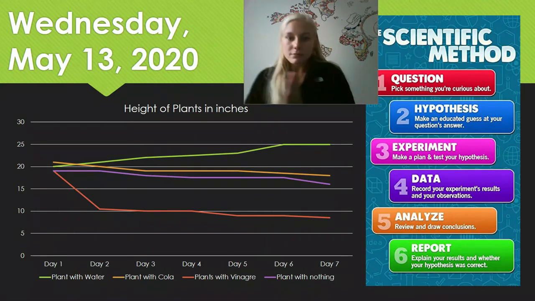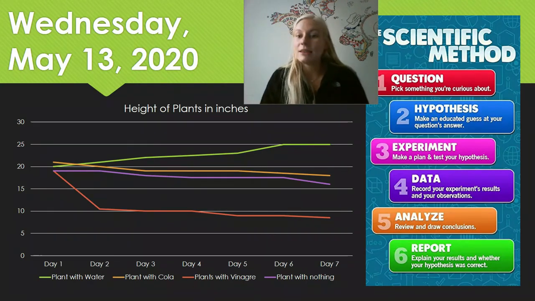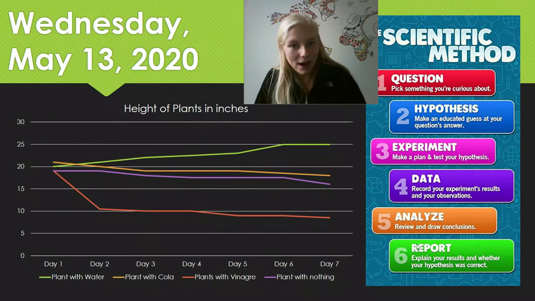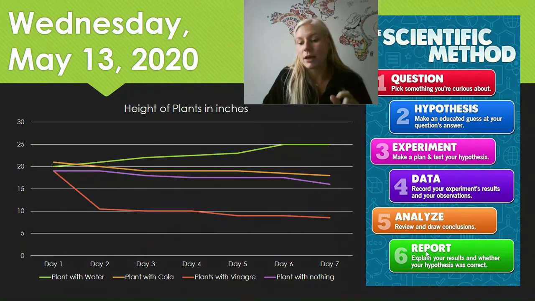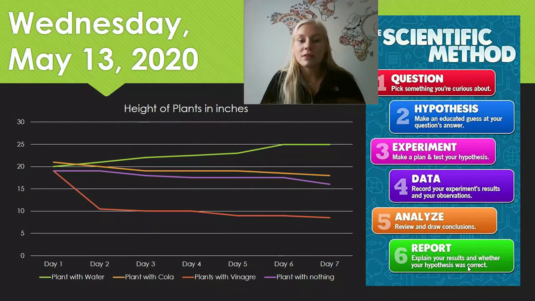Now, you have on the right side of your screen the scientific method right here. We've already done numbers 1, 2, 3, 4, and we kind of did 6 on Friday, okay? But I'm going to explain to you more about what we're going to do. You guys told me whether or not your hypothesis was correct, which was really cool. However, I was very clear in the video that it needed to be at least 3 sentences.